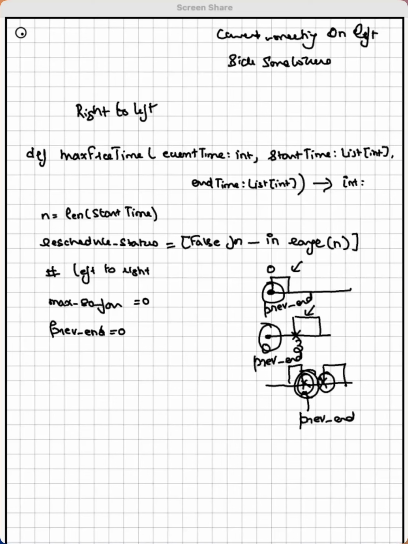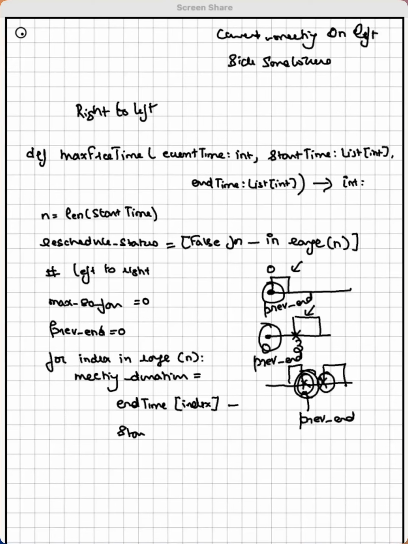Okay, so now this is done. Let's start our for loop, for index in range of n. What is my meeting duration? My meeting duration is easy, which is nothing but end time of index minus start time of index.